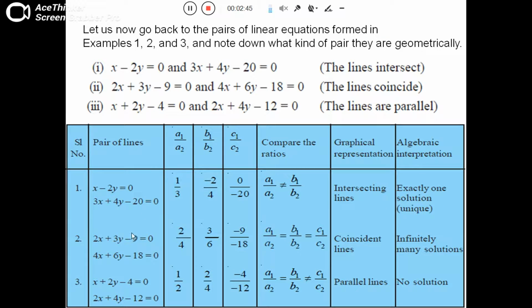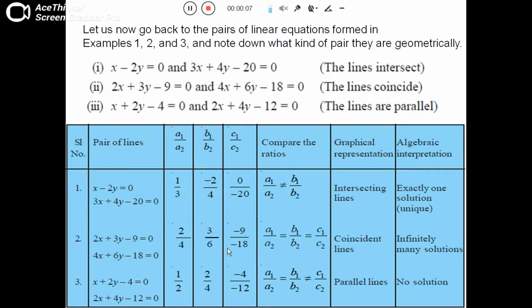Let us come to example number 2. The equations were 2x plus 3y minus 9 equals 0 and 4x plus 6y minus 18 equals 0. Let us see the value of a1 upon a2. a1 upon a2 is 2 upon 4, b1 upon b2 is 3 upon 6, c1 upon c2 is minus 9 upon minus 18.